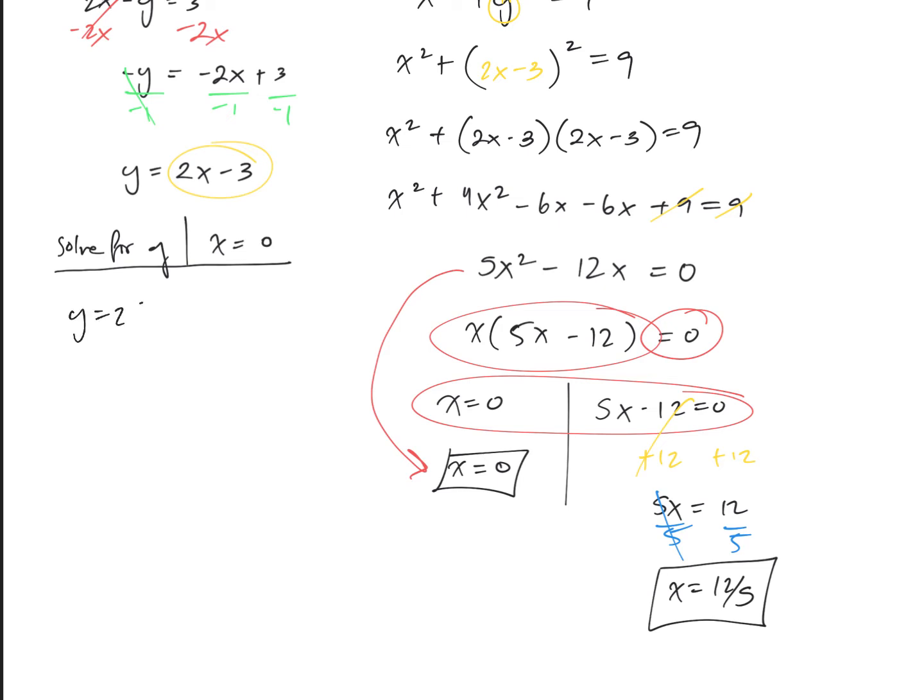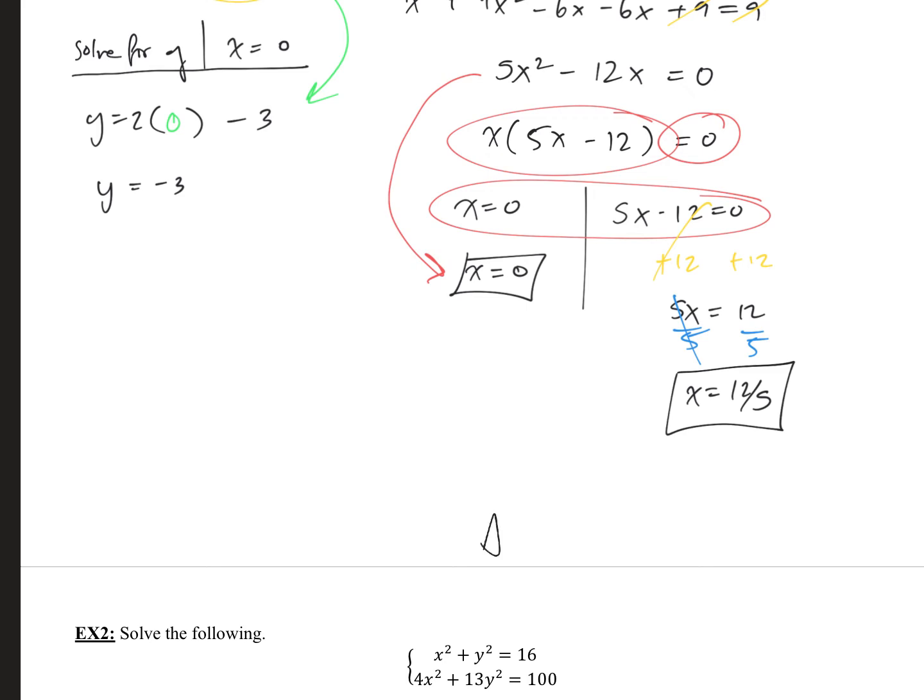So y is going to equal 2 times, and our new input is going to be 0. Once again, we got this equation from when we solved for y originally. And then y is going to equal -3. So that's going to be one of my answers. 0, -3. And what else?